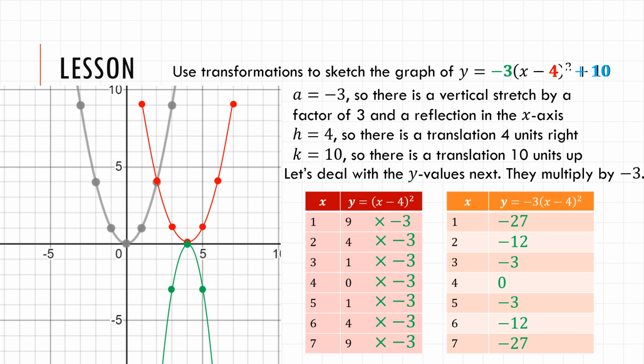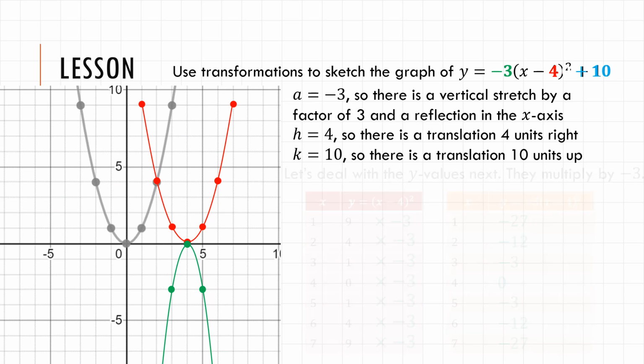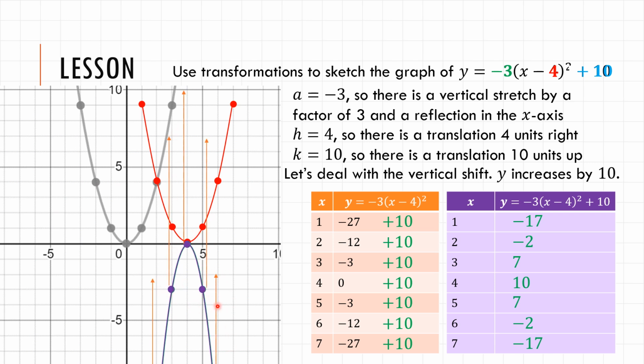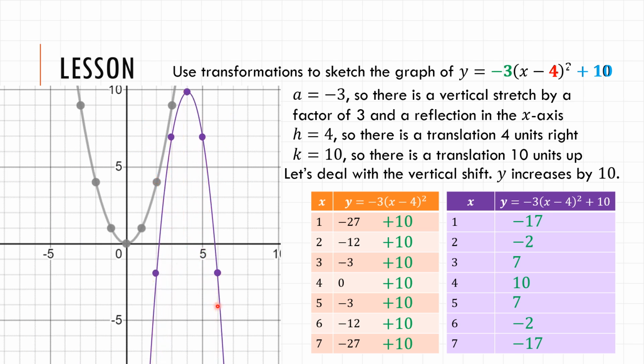And the last thing I'll do, I will deal with the vertical shift. So all the y values that I have, they will increase by 10. So I'll just add 10 to all of them. And that will make all of the points go up 10 units to here. Just like that. And there we go. I've applied all my transformations. That is my quadratic in its final form, fully graphed.